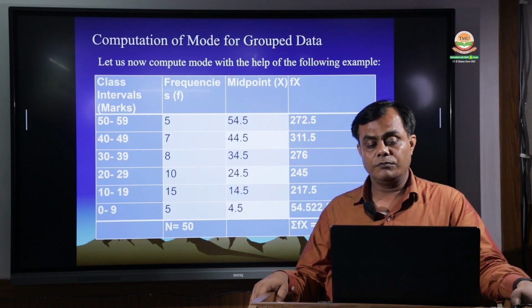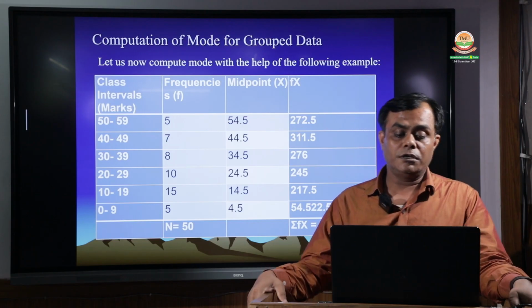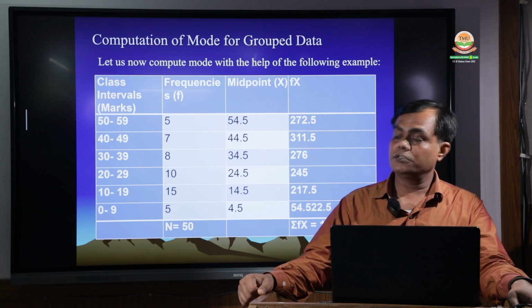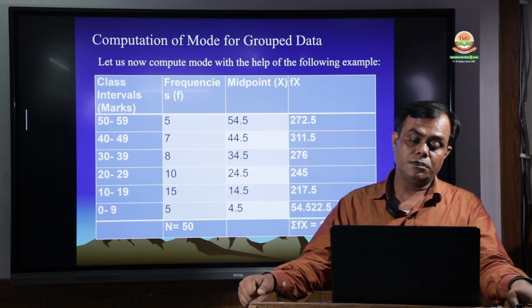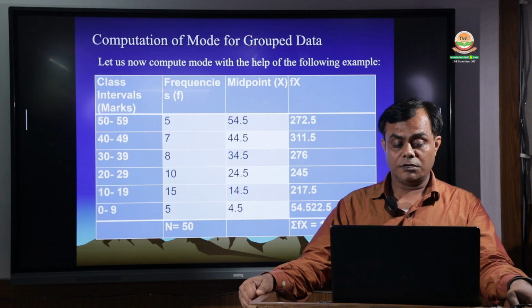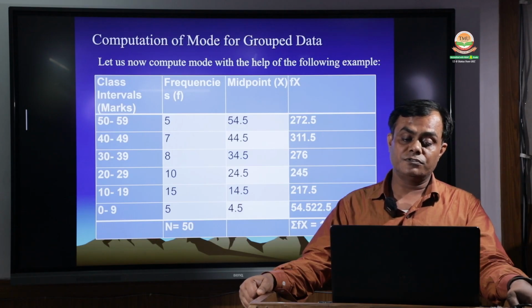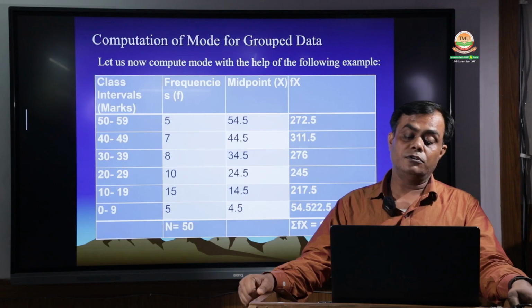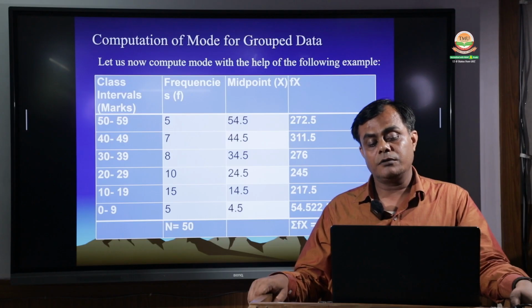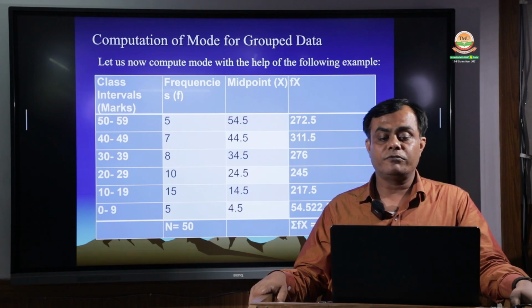Let us now compute mode with the help of the following example. Here the class intervals are 50 to 59, 40 to 49, 30 to 39, 20 to 29, 10 to 19 and 0 to 9. So there are six class intervals, the lowest value is 0 and the highest is 50s. The different class intervals have different frequency values.